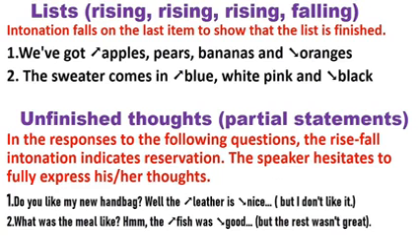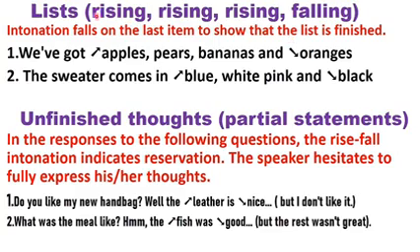Rise and fall intonation in the context of lists, listing things. You have rising, rising, then the final one falling. So intonation falls on the last item to show that the list is finished. The last item receives the falling tone to show that the list has been exhausted.